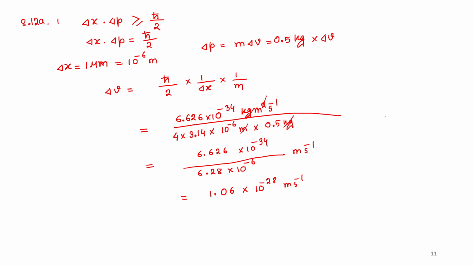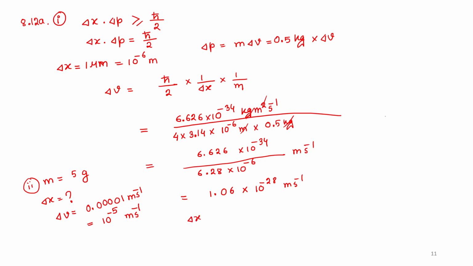So maybe this is the first part, and the second part is that the mass of the bullet is now 5 gram. We need to calculate delta x. Delta v is given as 0.00001 meter second inverse, that is actually nothing but 10 to the power minus 5 meter second inverse.